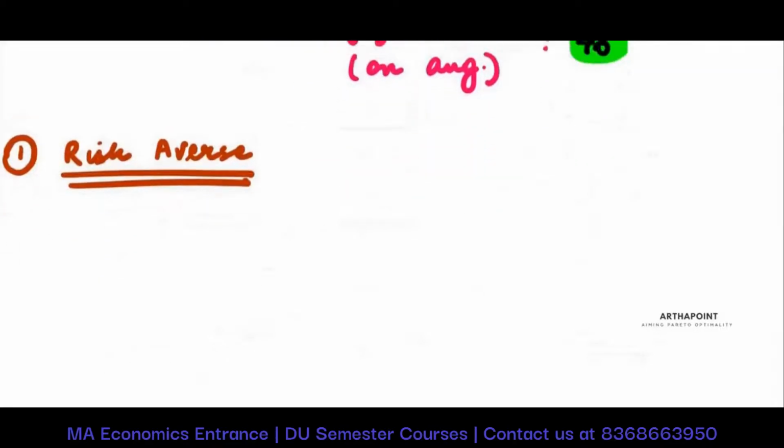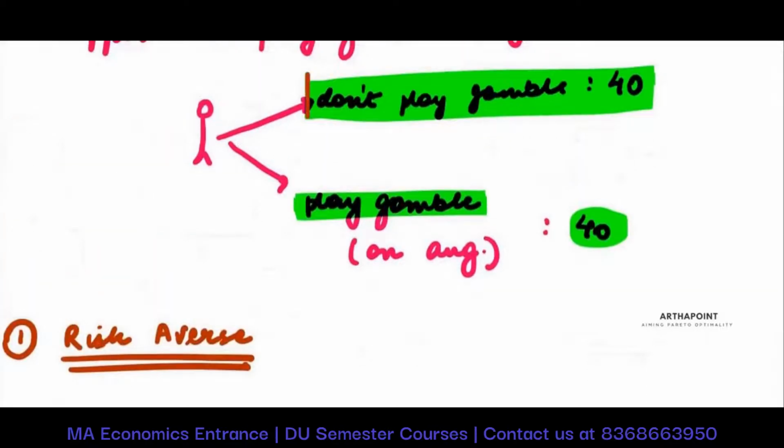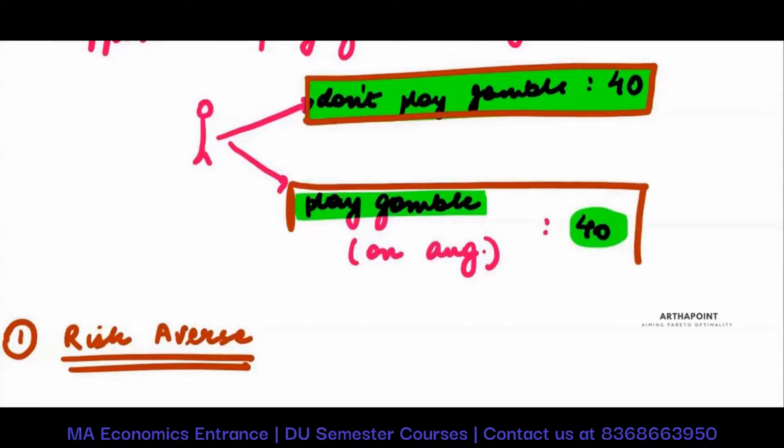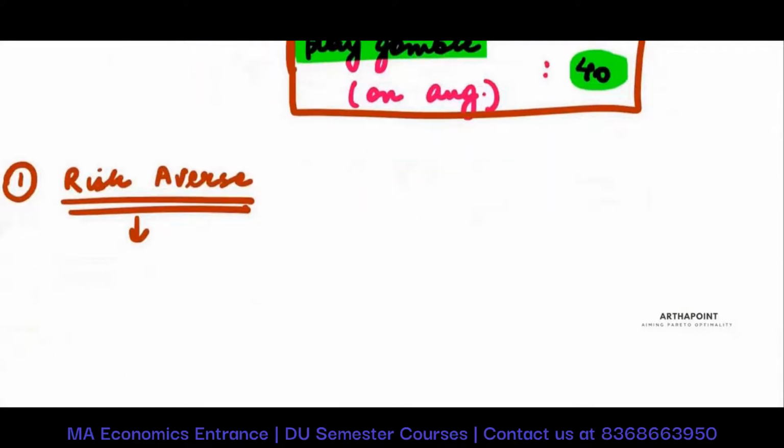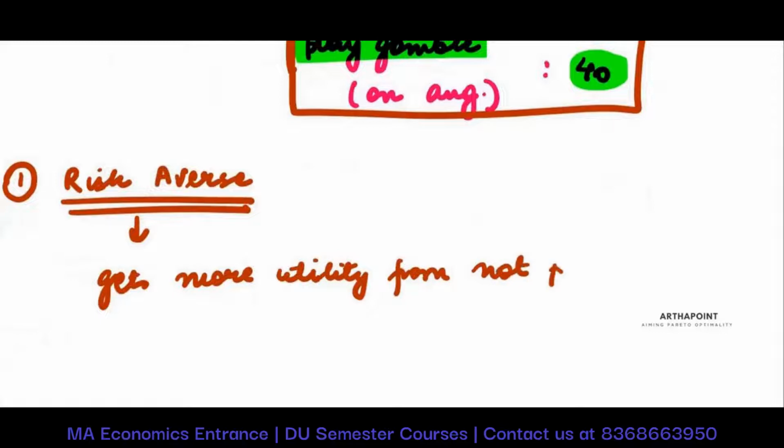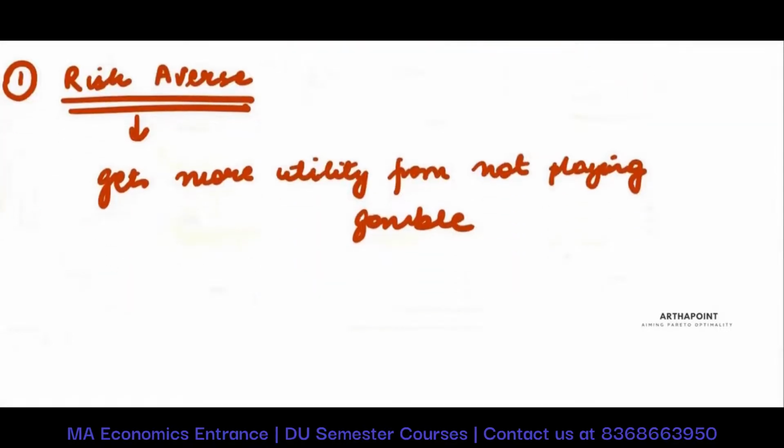This is the kind of individual who, under both situations, when playing the gamble and not playing the gamble, it gives you 40, but this individual gets more utility from not playing the gamble. So please understand what I am saying.